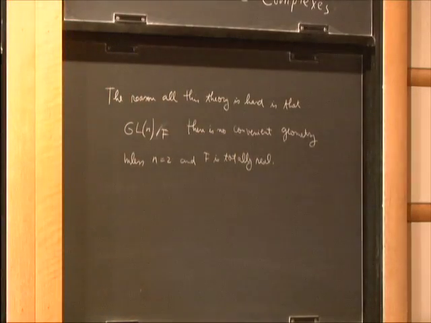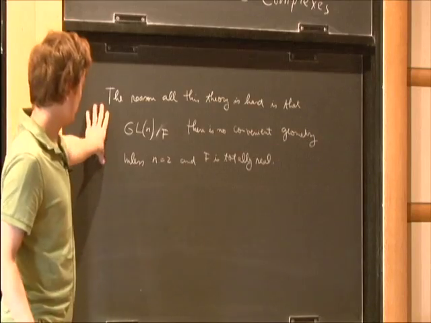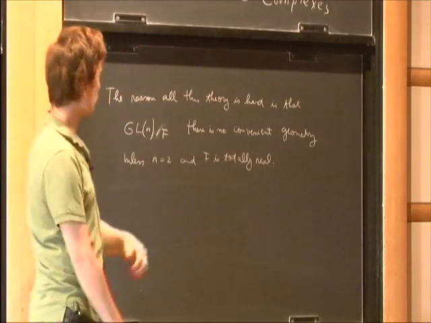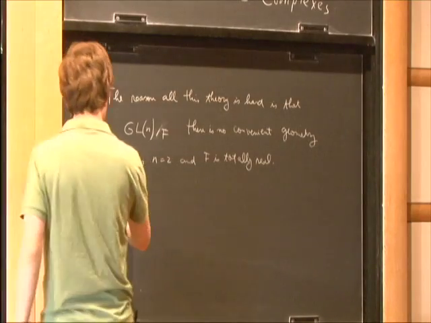So basically, there's only one way in which we can construct Galois representations associated to automorphic forms, and that is by looking at a piece of a cohomology of some algebraic variety. And there is no such nice algebraic variety unless n is 2 and f is totally real.